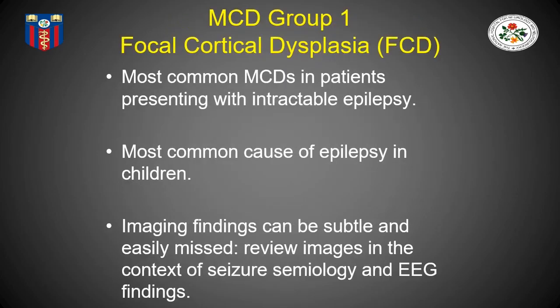Here are some examples. Focal cortical dysplasia is the most common malformation of cortical development in patients presenting with epilepsy, and is the most common cause of epilepsy in children. The imaging findings are often subtle, and it can be easy to miss a focal cortical dysplasia, so it is always important to review images in the context of the seizure semiology of the patient and the EEG findings. This is because it helps the radiologist focus their attention on that specific part of the brain and see if there is any small dysplastic lesion.